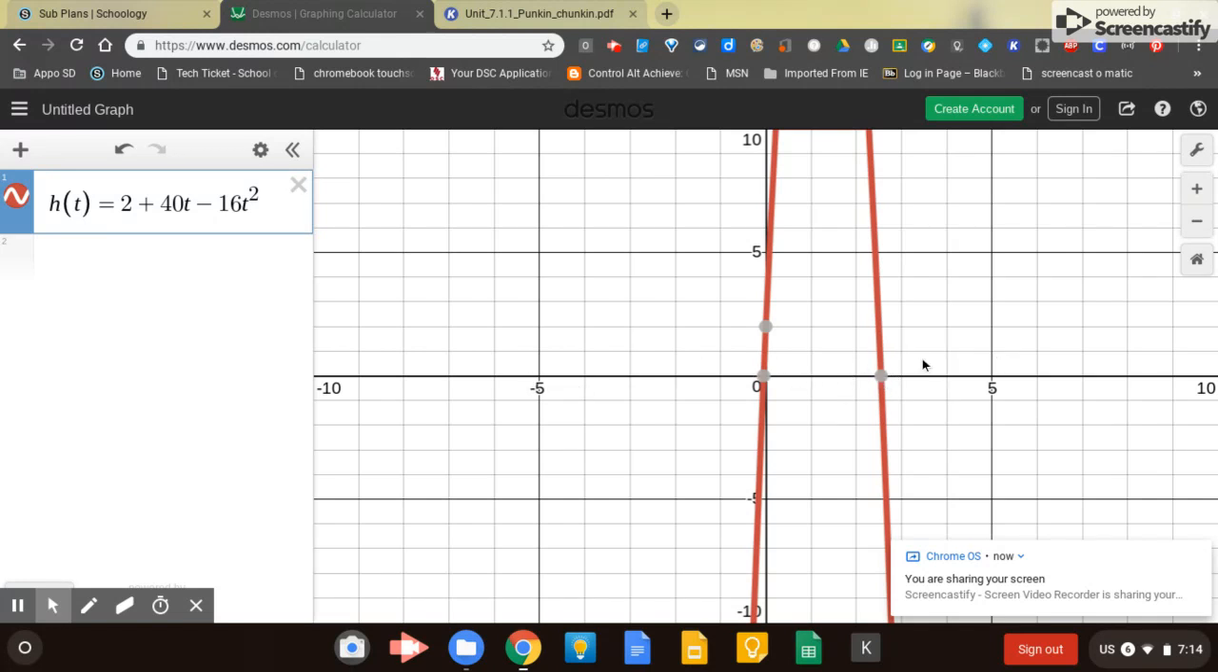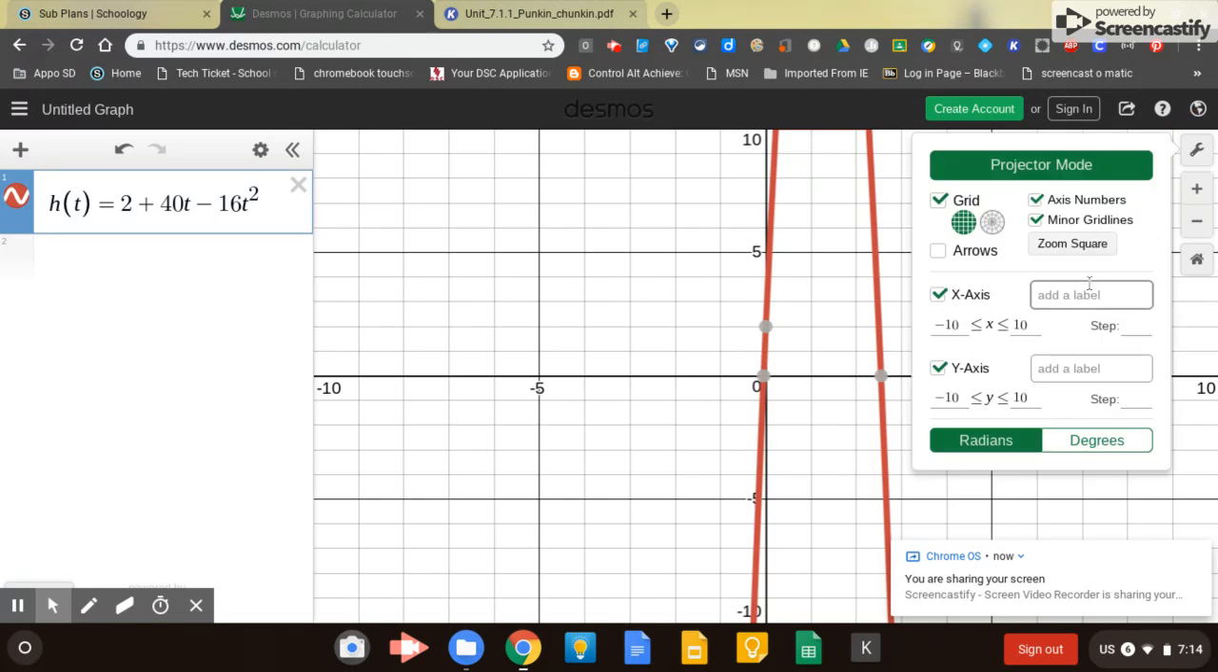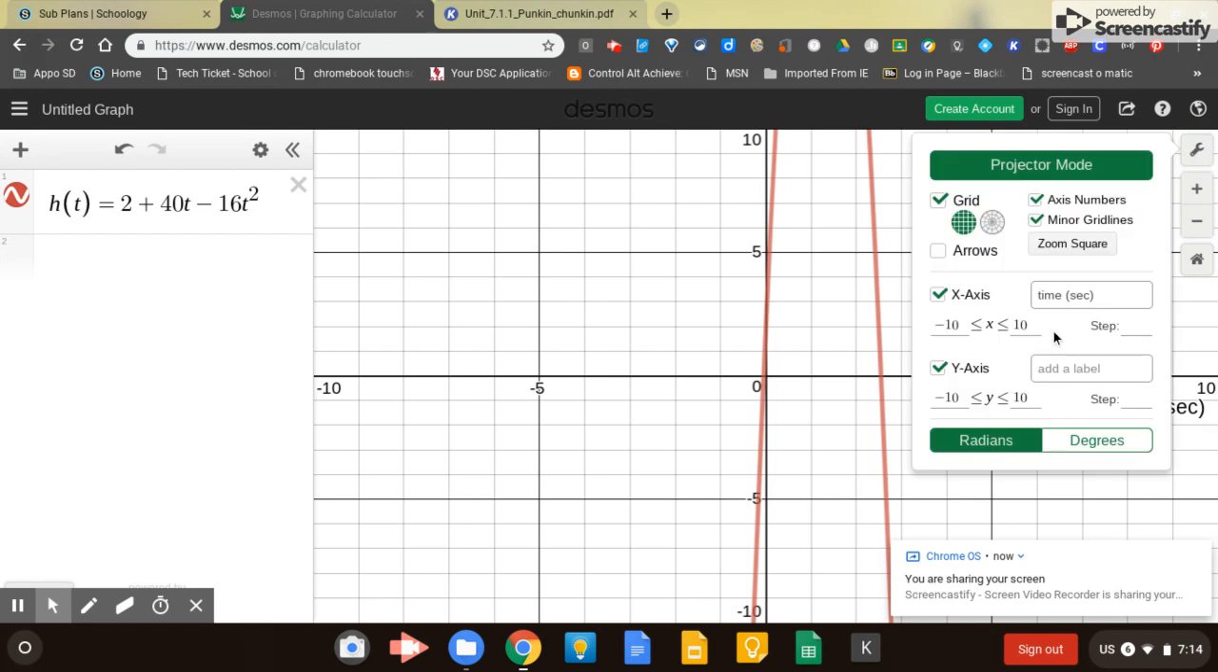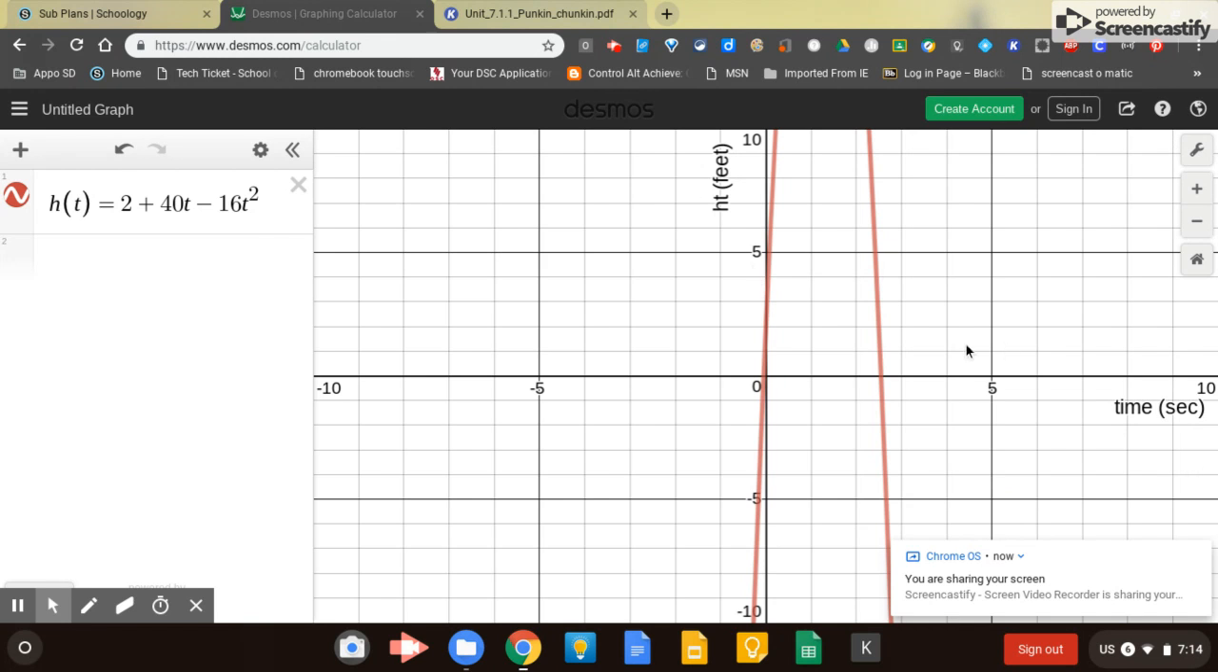This is our time. If I go back in here and add a label that this is time in seconds, then I see that down here. So this will tell me what my x-axis represents. And then up here, I can add a label: this is my height in feet. So that'll tell me what that is. Now, at least on Desmos, I can see and I know what it is that I'm looking at.